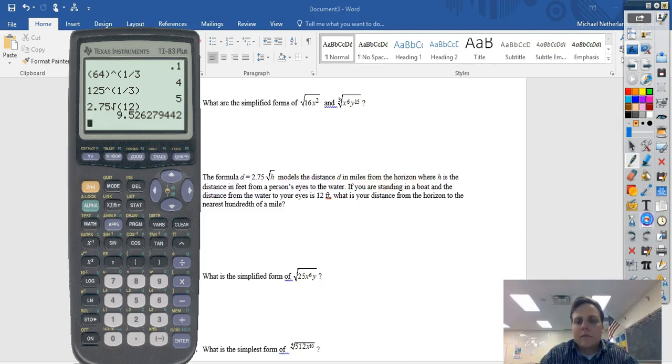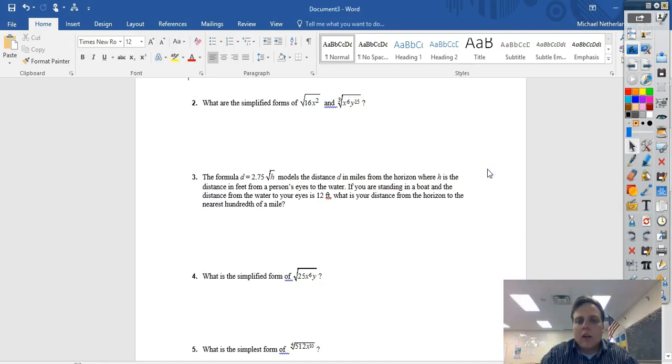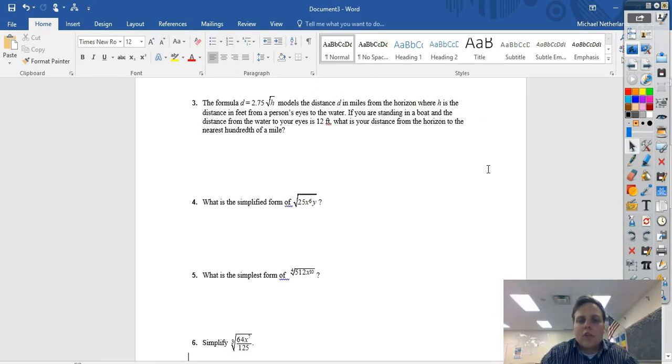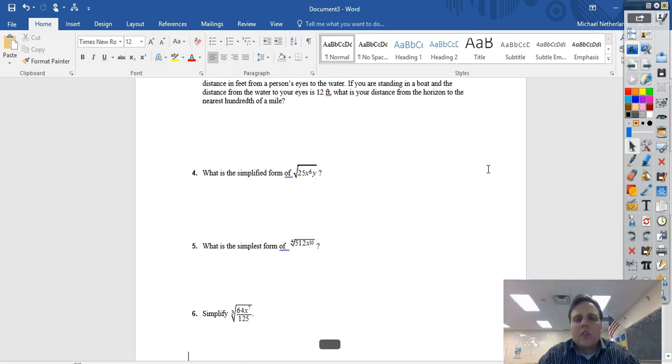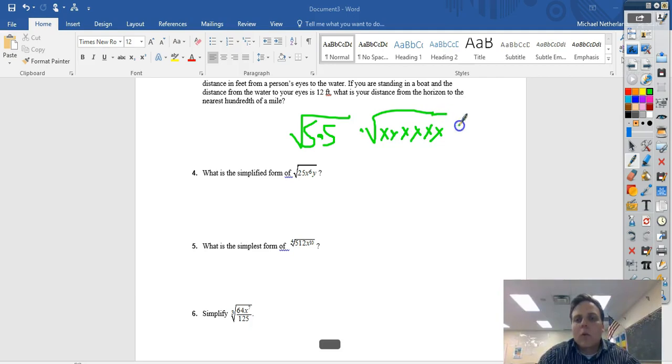Alright, let's go on. Let's go to problem number 4 now. What is the simplified form of the square root of 25 x to the 6th y? Okay, so once again, I'm going to do this the way I showed you guys earlier. I'm going to break everything up as much as I can to its primes. So 25, I'm going to break that up to being 5 times 5. Then I'm going to break up x to the 6th to being x times itself 6 times, so x, 3, 4, 5, 6, and then just the square root of y.